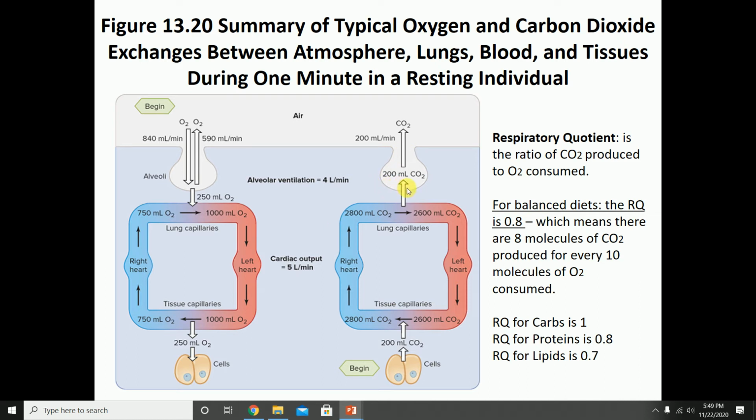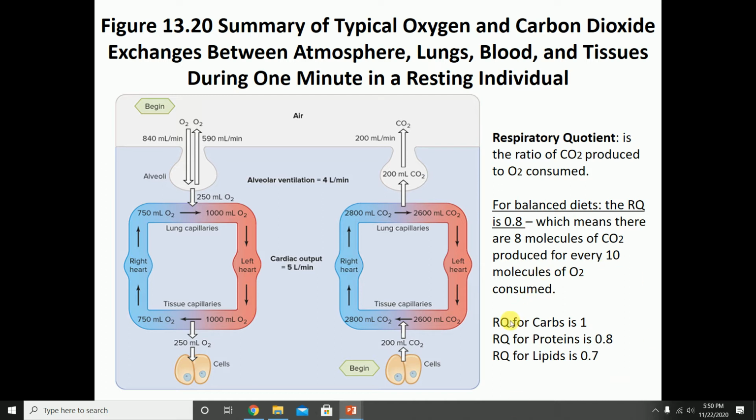Now that ratio of the amount of carbon dioxide produced to the amount of oxygen consumed is known as the respiratory quotient. So again, the respiratory quotient is the ratio of carbon dioxide produced to the amount of oxygen consumed. And it depends on our diet. So for a balanced diet, the respiratory quotient is about 0.8, which means that for every 10 molecules of oxygen that I intake, my cells are producing 8 molecules of carbon dioxide.